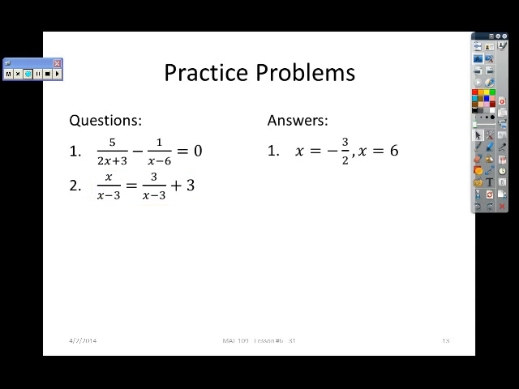X equals 3. Well, guess what? This one, if you solve that equation, you get 3. And so you have to throw that answer away. And you wind up getting no solution.